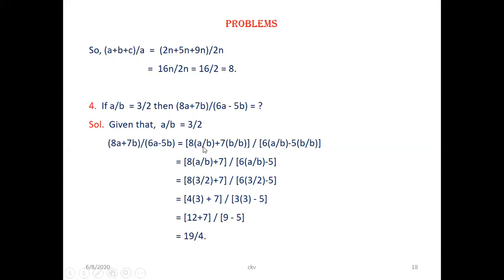Okay, so now I substituted for a by b, which is equal to 3 by 2. Here also I substitute for a by b, which is equal to 3 by 2. Now 8 into 3 by 2, I cancel 2 in 8 four times, because 4 twos are 8. So 4 into 3. Here also I can cancel 2 in 6. 3 twos are 6. So in place of 6, you will get 3 if you divide 6 by 2. So 3, already there is 3 here. Okay, minus. So 4 threes are 12 plus 7 by 9. 3 threes are 9 minus 5. So 19 by 4 is the value of this fraction.